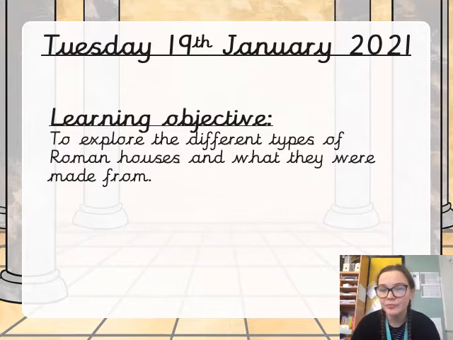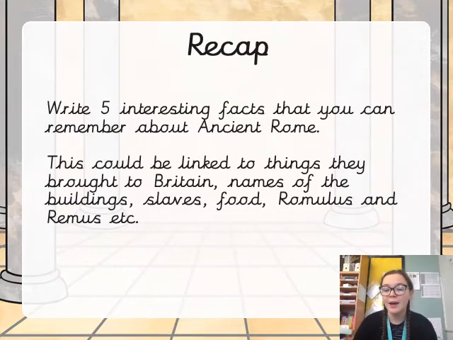So, recap, I want you, as your starter, to write 5 interesting facts that you can remember about ancient Rome. This can be linked to things that they brought to Britain, it can be the names of different buildings that you know, it can be something about slaves, something about food, it can be about Romulus and Remus and their story. Anything you already know, I want you to tell me 5 of those interesting facts. So please pause the video and write those facts down now, and then I will check them over when you send me your work.